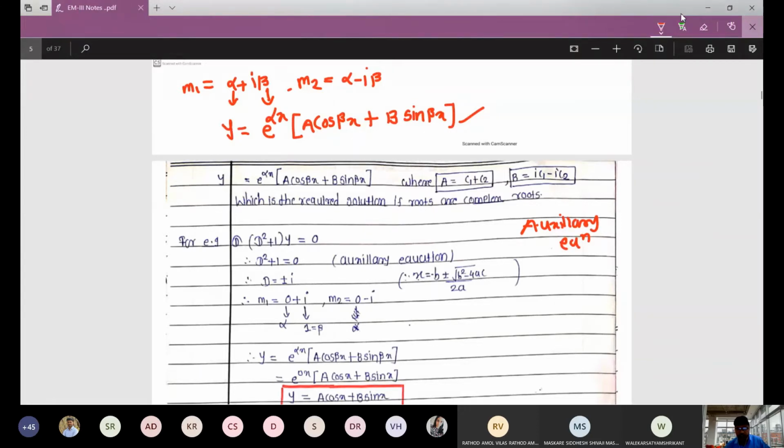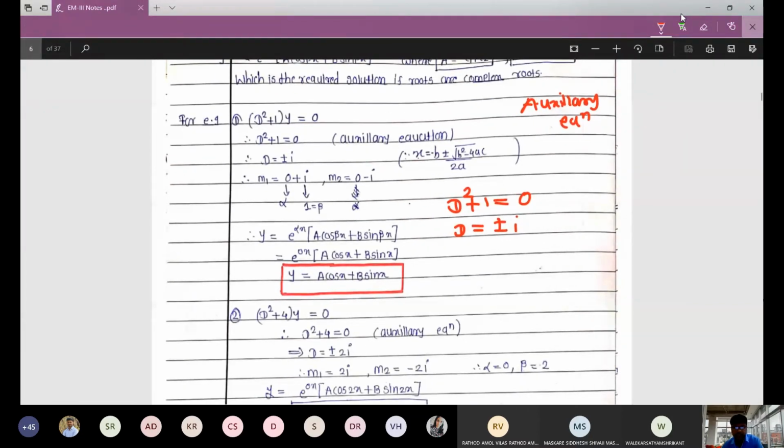Now can you tell me the roots of this D square plus 1 equal to 0? Obviously you are going to get complex roots, equal to plus minus i. Now you might be wondering, sir, how? Actually, you just have to use the quadratic formula. If you don't know how to get the roots directly, you can use a calculator or you can use the quadratic formula. So let me explain it with the help of the quadratic formula.